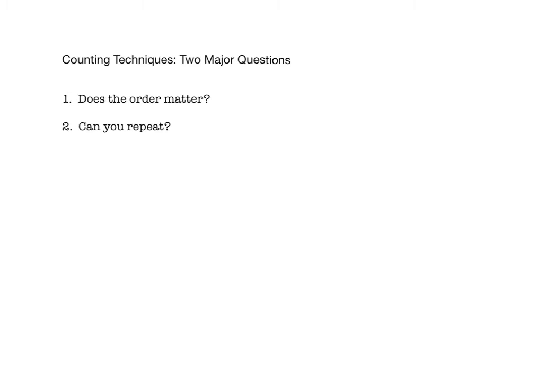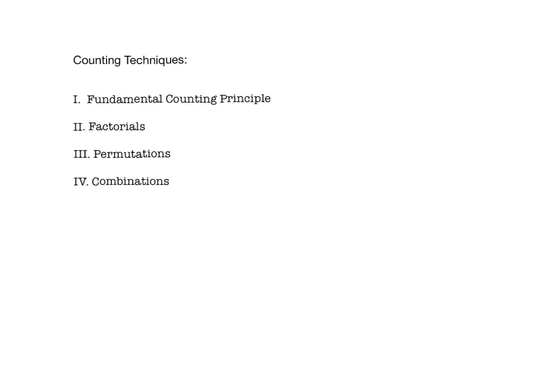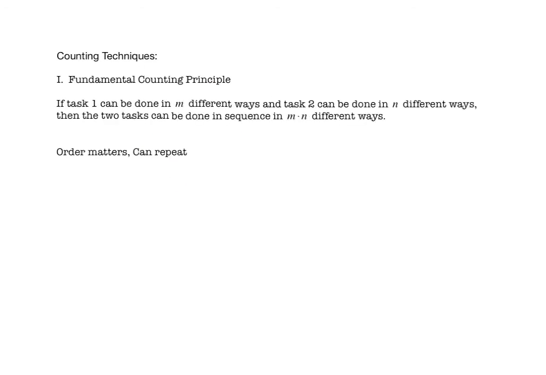So what we need to do is establish several techniques for counting that sometimes apply to when the order matters, other ones apply when the order does not matter, sometimes when you can repeat, and sometimes when you can't repeat. So we need to establish different counting techniques, and we have 4 total for this class. The 4 techniques are the fundamental counting principle, factorials, permutations, and combinations. The fundamental counting principle we've already looked at. We will quickly review that, and then we're going to establish these 3 new counting techniques.